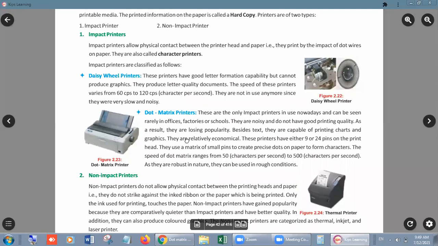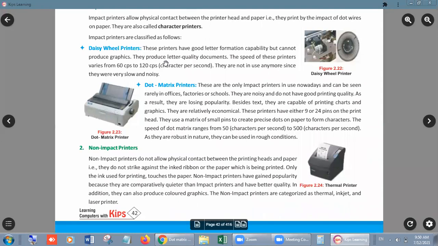Next is non-impact, because these two were impact printers because they make impact on the ribbon to print on the page. Now non-impact printer, where we no need to give any impact on the page, right? So non-impact printer do not allow physical contact with the printing head and paper. They do not strike against the inked ribbon or the paper which is being printed. Only the ink used for printing touches the paper.